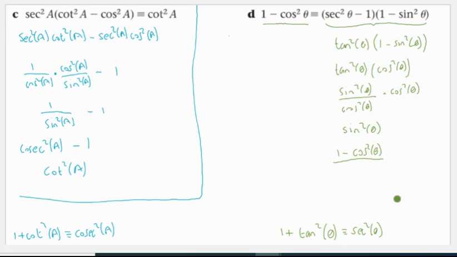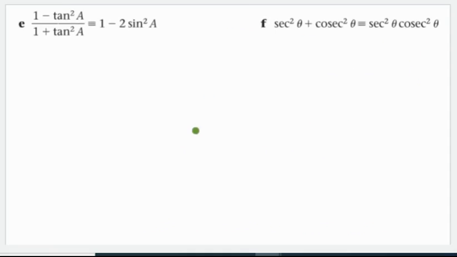So the more of these you do, the more you start to notice various things. Right, let's go to 2 more examples before we finish up. On this one, I've got 1 minus tan squared a over 1 plus tan squared a, and we want to show that is equal to 1 minus 2 sine squared a. So I'll be using that 1 plus tan squared a is identical to sec squared a.